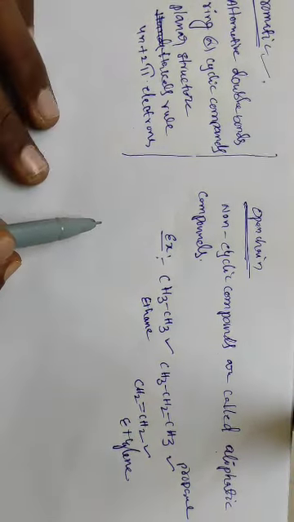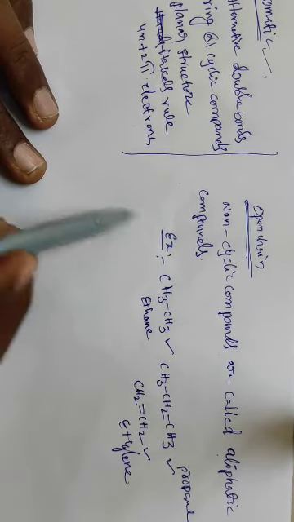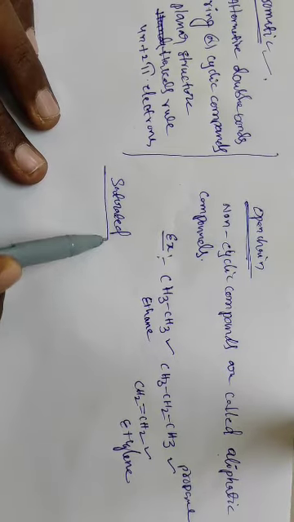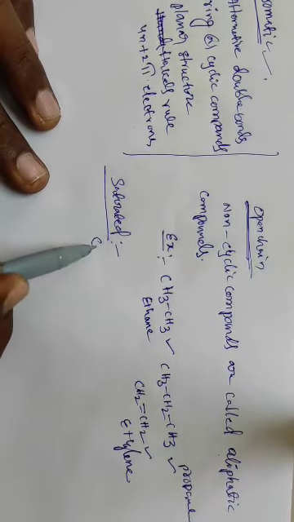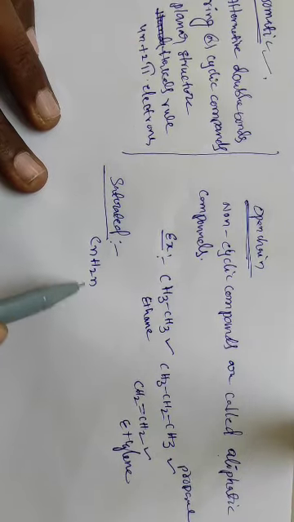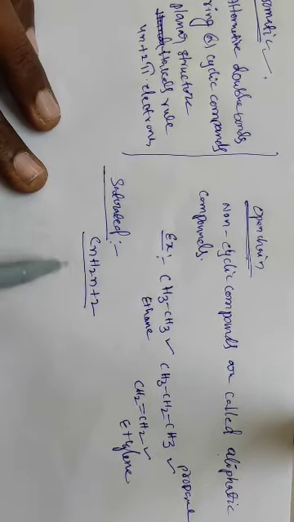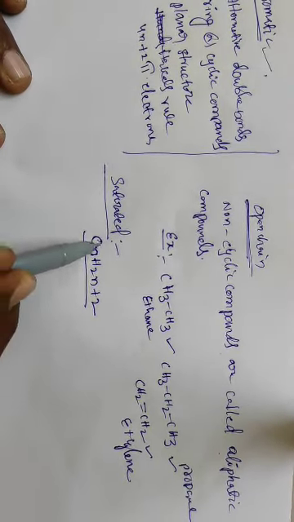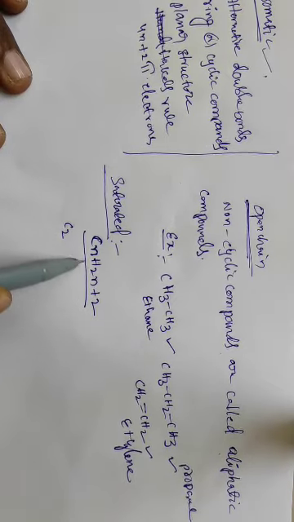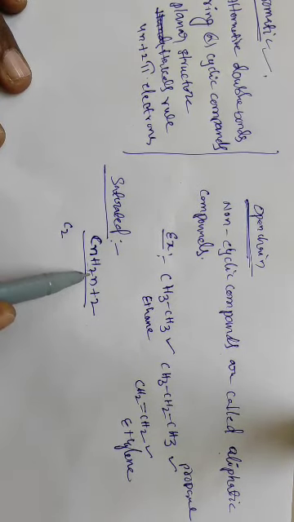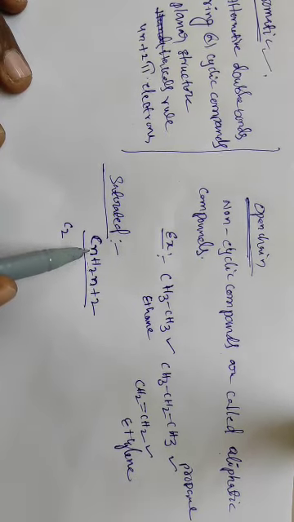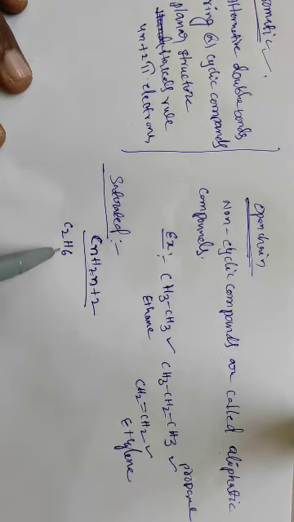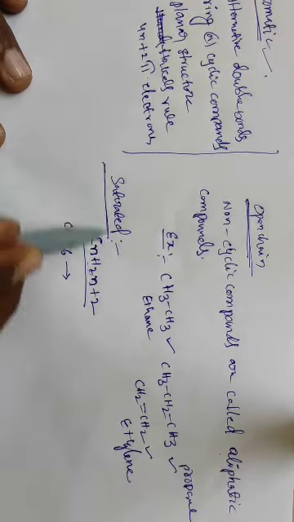In open chain compounds, saturated and unsaturated are both there. Saturated compound means the formula is CnH2n plus 2. This is the saturated hydrocarbon formula. Instead of n, you can take 2. What will we get? C2H(2 into 2, 4, plus 2, 6), so C2H6. C2H6 is a saturated compound.